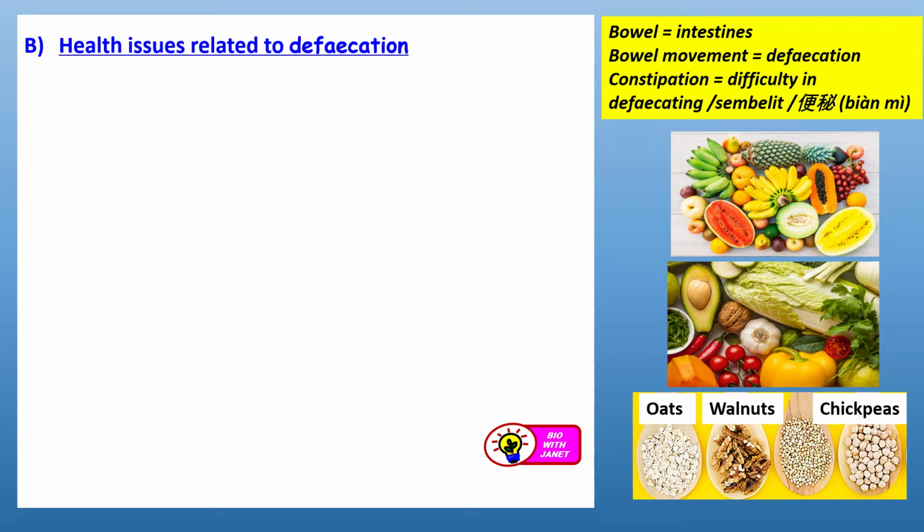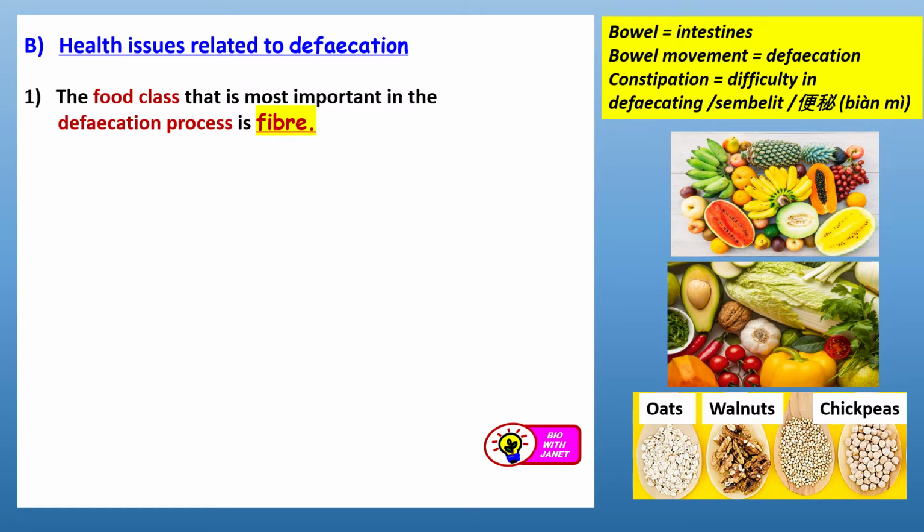Let's discuss the second topic, which is health issues related to defecation. So the food class that is most important in the defecation process is fiber. Now, defecation means the act of passing the feces out of the body or passing the stools out of the body. And the D here means to remove. Remove the feces or the stools.